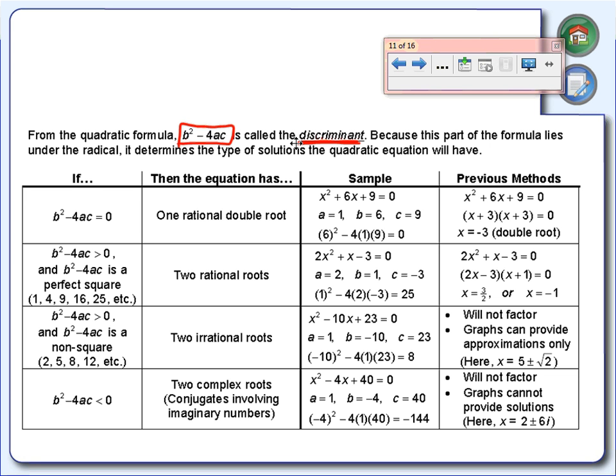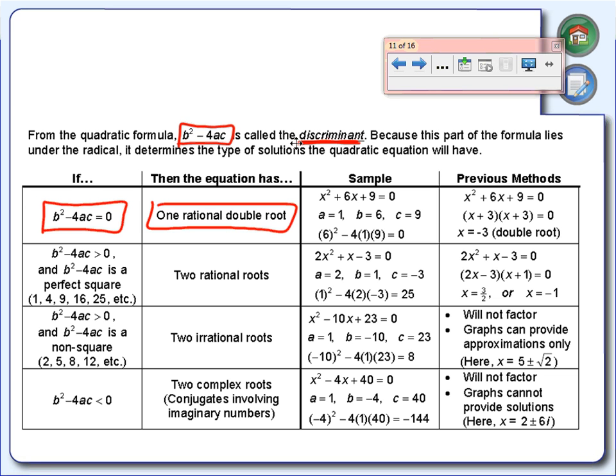Now, depending on what kind of number we get for our discriminant will tell us what type of solutions we're going to end up with. I'm not going to go through all the samples, but I do want you to be aware of what kind of solutions we can end up with. The first one says if the discriminant, the number underneath the square root, is equal to 0, we're going to end up with one rational double root. But that's only going to happen if the discriminant is 0.